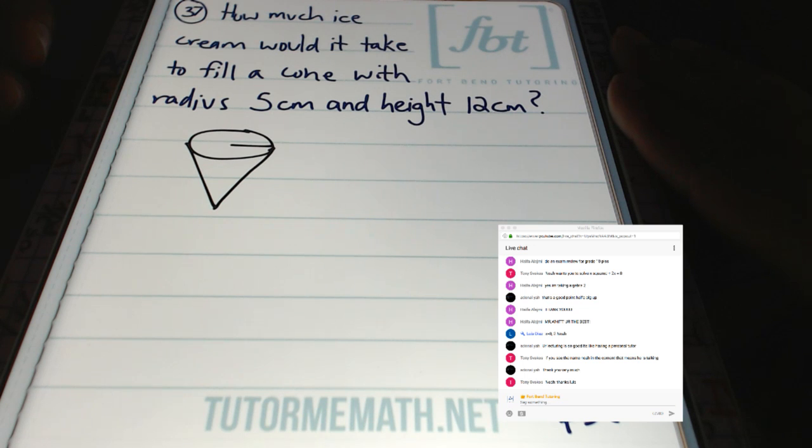The cone is okay. So let's go ahead and use this diagram to label. So once again, we're dealing with an ice cream cone, so therefore a cone.